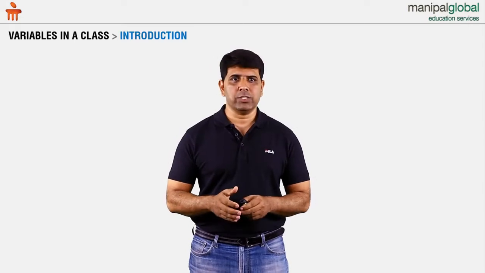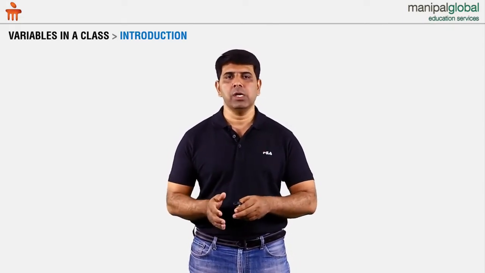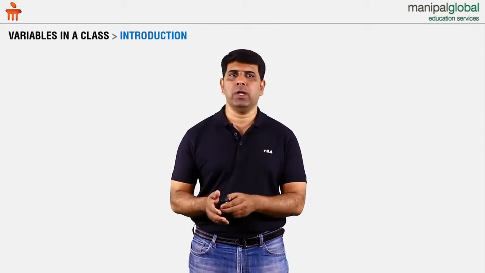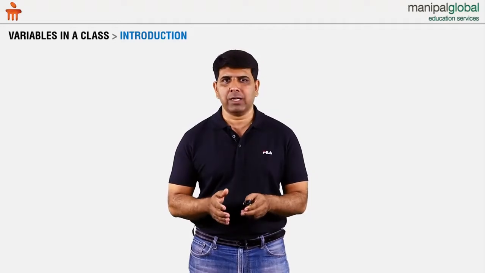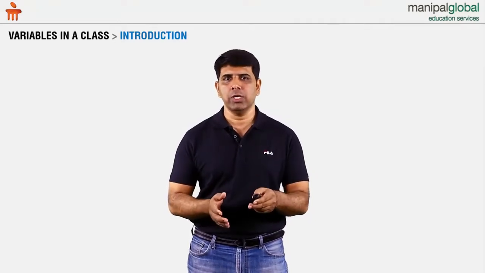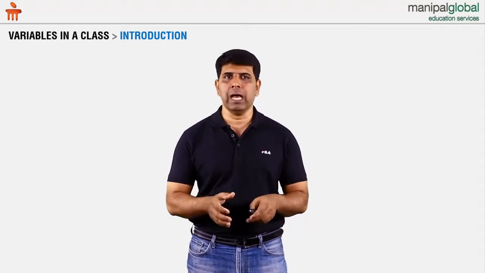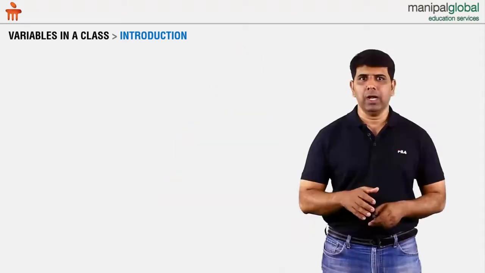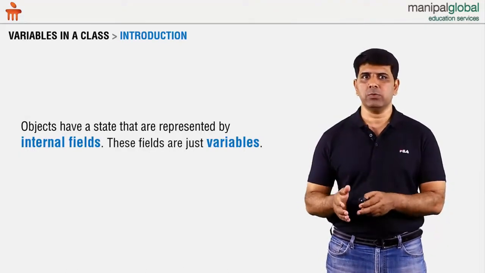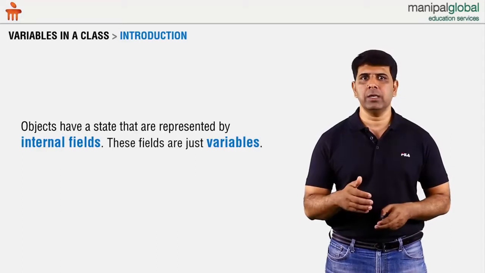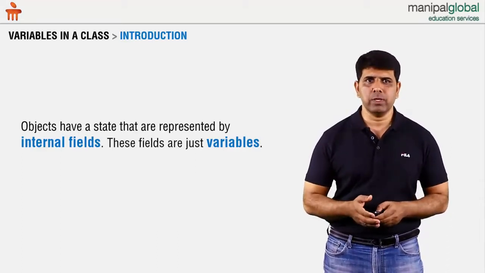Hello and welcome to this lecture on variables in a class. On many occasions you will have classes with variables and classes without variables. Classes without variables generally act as a bunch of functions, like utility functions. But on many occasions we will have classes with variables, and an object of such a class has state represented by these variables. These are called internal fields, and in general they are just variables.